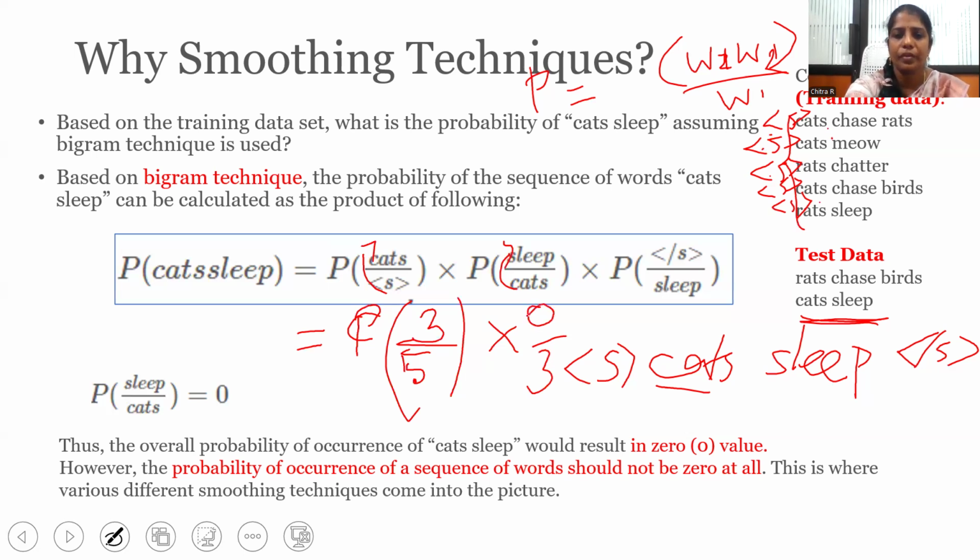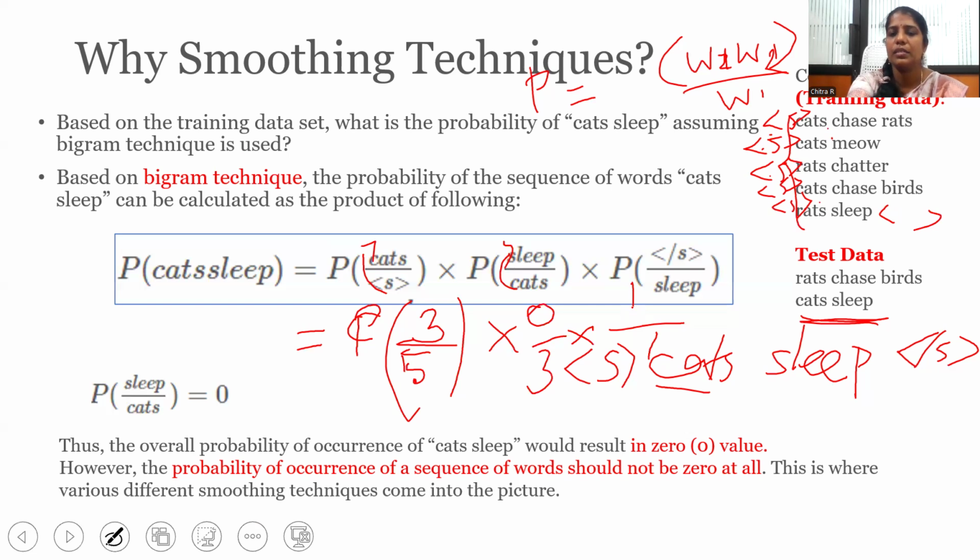So 0, into probability of end symbol given sleep, means first count the number of sleep. How many sleep is there? Only 1 sleep is there. And sleep end means there is a sleep end symbol, so sleep end is 1, 1 by 1. 1 by 1 is 1. So 3 by 5 into 0 into 1 by 1. Here the probability is equal to 0.